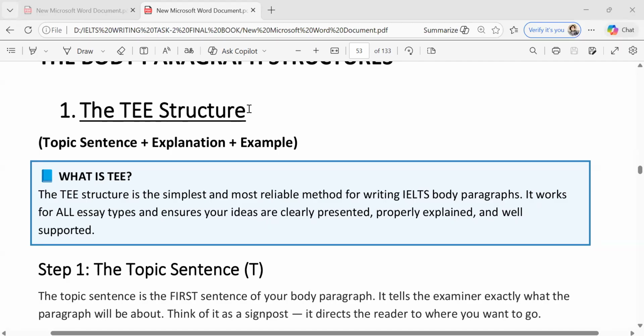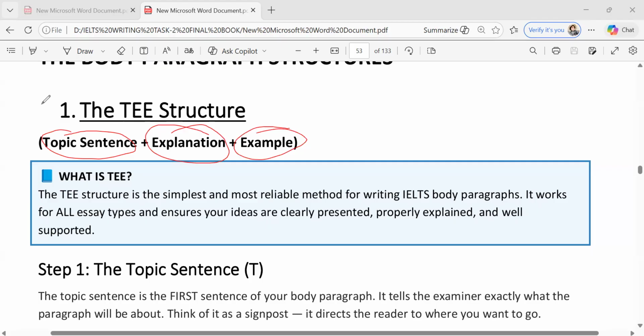Yesterday we started with the main body paragraphs, and today, inshallah, we will study two structures. Structure number one is called the T structure. The first structure, we call it T structure. What I mean by T structure is that the first T is for topic sentence, and then plus explanation plus example.